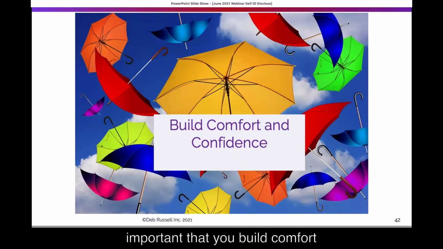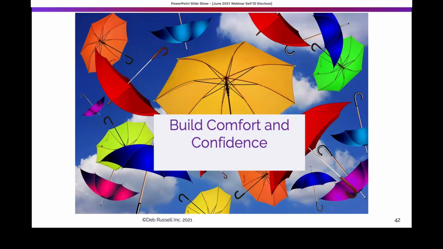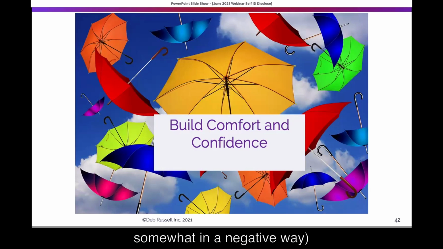Finally, I think it's important that you build comfort and confidence within your general workforce. I talked about this a little bit already. When somebody discloses that they have a disability, say, or they have a child with a disability, the reaction of the person who's receiving that information really is a very special, and I mean that somewhat in a negative way, opportunity. I know that in the past, I've not been that open and offering as much empathy as I should have been to somebody who said they had some kind of disability that was different than mine.